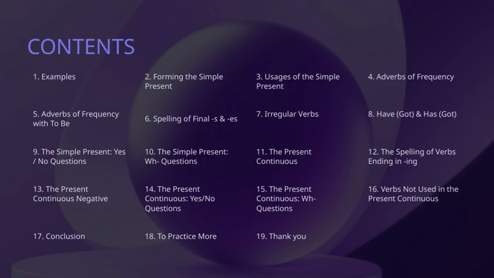often something happens. Moving on, we'll examine questions in the simple present, including yes-no questions and WH questions, to help you form and understand different types of inquiries. We'll also cover the present continuous tense, including its negative form and question forms, which are essential for describing ongoing actions. Additionally, we'll look at verbs that are not used in the present continuous, like state verbs, to clarify common confusions. There's also a section on the spelling of verbs ending in ing, which is important for correct writing.